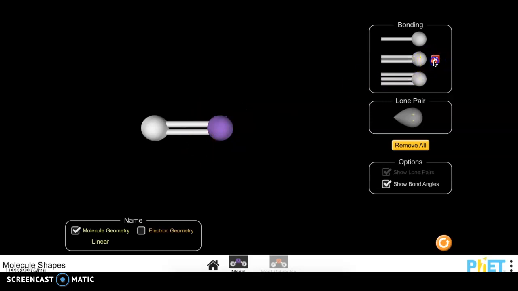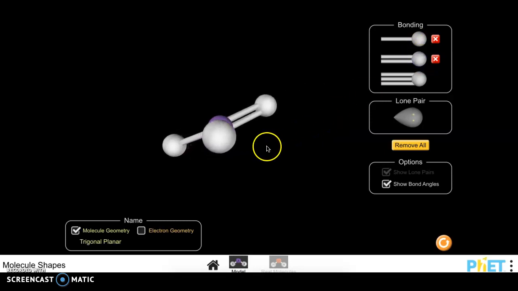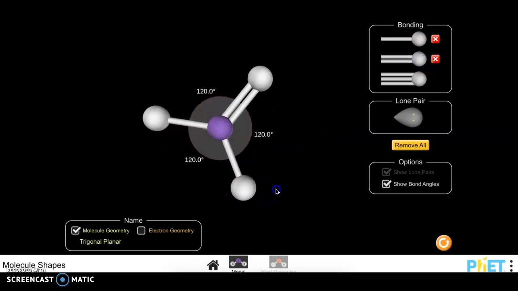When you go to B, remove everything. And for B, 2 single bonded atoms and 1 double bonded atom. So I add that in here. And now we see a bond angle of 120 degrees all the way around. The molecule geometry name is trigonal planar. Bond angle is 120 degrees. And then draw this ball and stick diagram in the box. So do the same for C, D, E, and F.